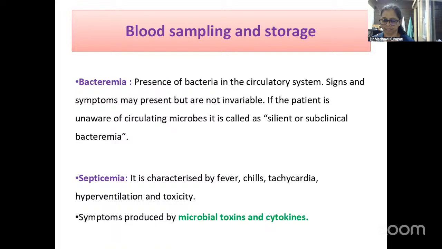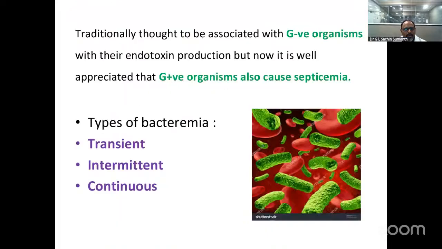Now, coming to the blood sampling, which is very important. You all know bacteremia and septicemia, the presence of bacteria in the circulatory system. The signs and symptoms may be present or can be invariable, and this is called bacteremia. In septicemia, the patient suffers with fever, chills, tachycardia, hyperventilation, and toxicity, all because of the microbial toxins and cytokines that are released inside the body.